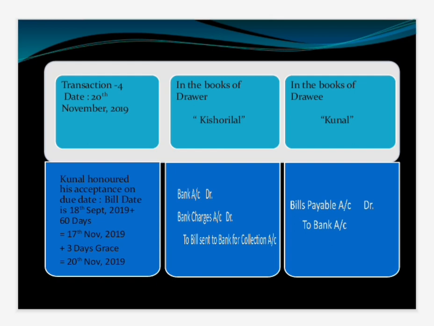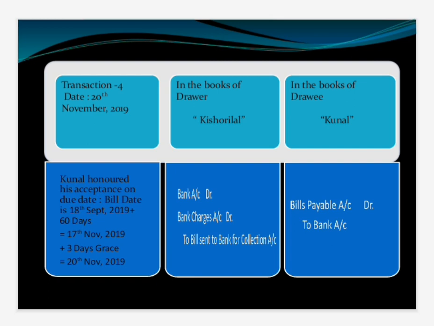Go to the last transaction. As Kunal honored his acceptance on the due date, it means Kunal made the payment on the due date. Here again we have to concentrate on the due date, meaning the legal due date. As we know, the bill was drawn on 18 September for 60 days. So we have to add 60 days, then we get 17th November 2019. Then for getting the legal due date, we have to add 3 days. The 20th November 2019 is our legal due date.